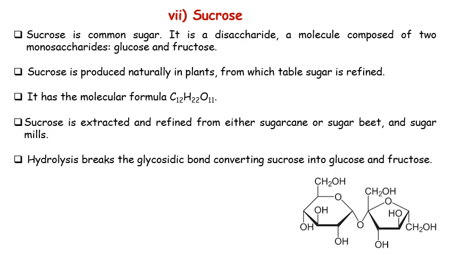Next to cellobiose is sucrose. Sucrose is a common sugar or the table sugar that we eat in our daily life. It is also a disaccharide, but in this disaccharide, one molecule is glucose and the other is fructose. So it is a combination of glucose and fructose. Sucrose is produced naturally in plants and table sugar is refined from it. Sugarcane is a rich source of sucrose, and we obtain most of the sugar from sugarcane. That is a typical example of sucrose.